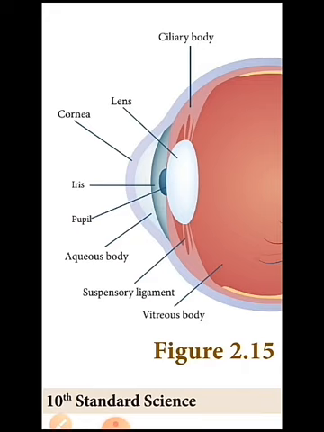Then what is the function of the cornea? When light enters through the cornea, it refracts or bends the light to the lens. For example, if I pass light rays, they reach the cornea, and the cornea refracts the light rays to the lens. That is the function of the cornea.